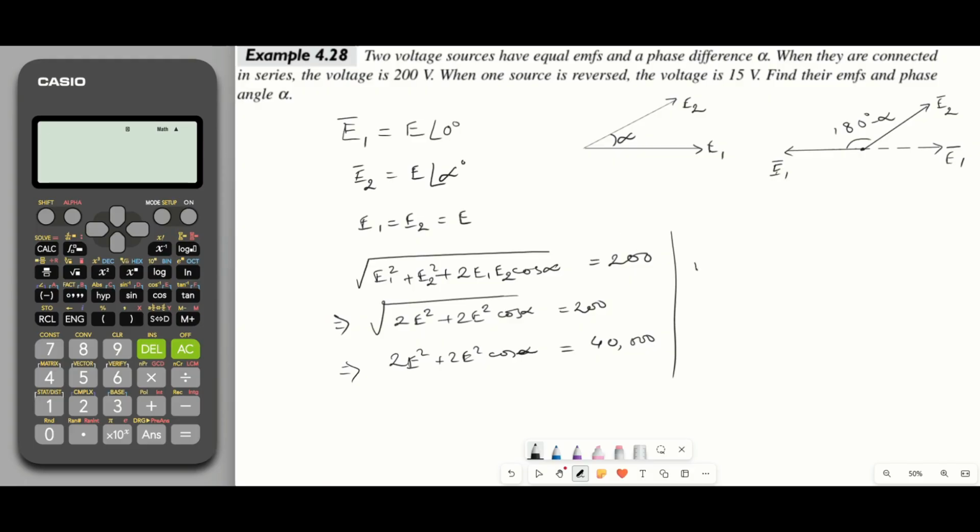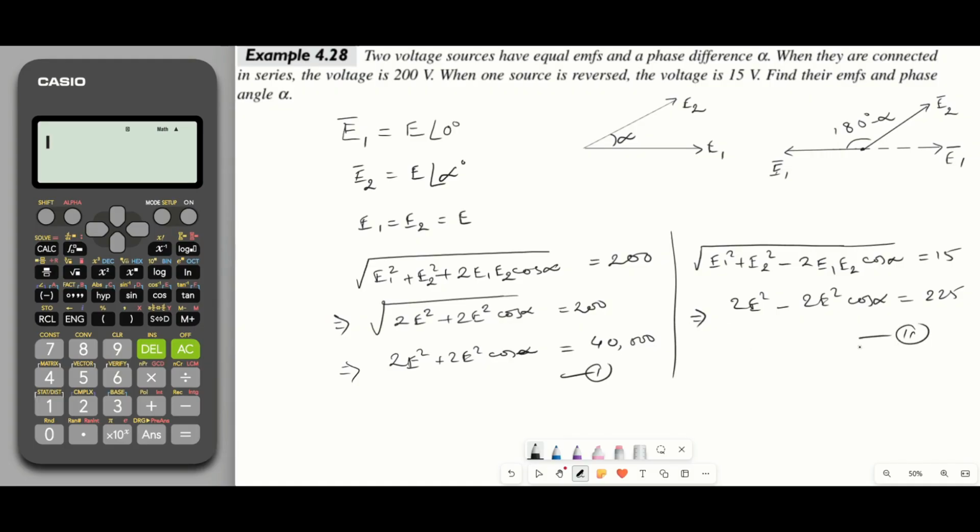So our equation will change to the square root of E1 square plus E2 square, now with a negative sign, minus 2 E1 E2 cos alpha, equals 15. If we simplify this, it will be 2E square minus 2E square cos alpha equals 15 square, which is 225, right?